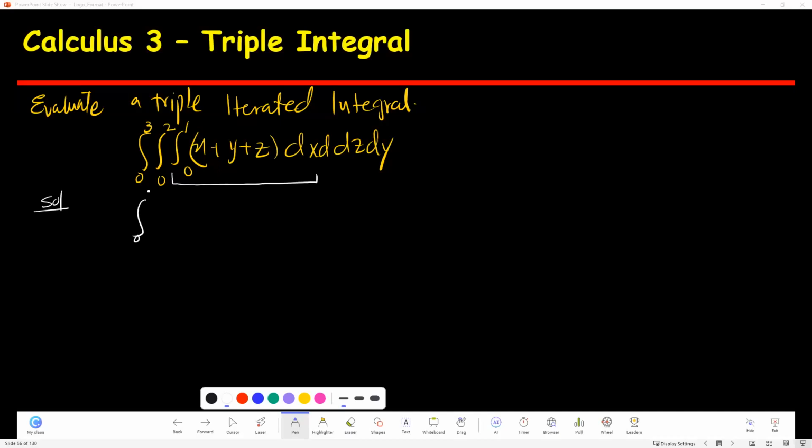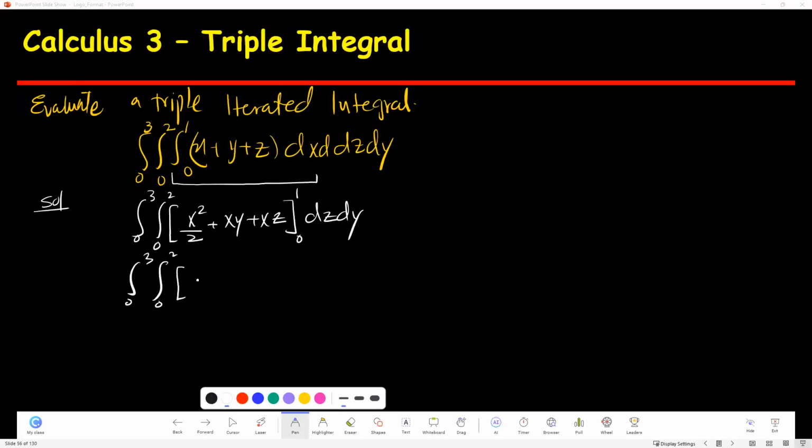It's going to be 0 to 3, 0 to 2 outside, and then inside of the parentheses is going to be x squared divided by 2 plus xy plus xz. We're going to do the second portion of this, applying the limit for 1 to 0. And it's going to be 1 is going to be half, and apply the 1 plus y plus z.